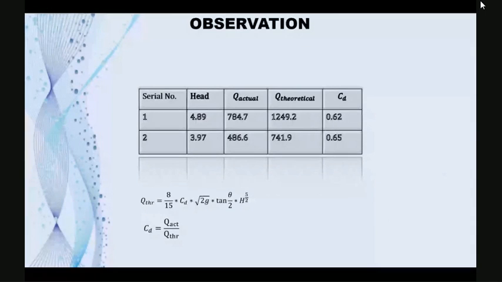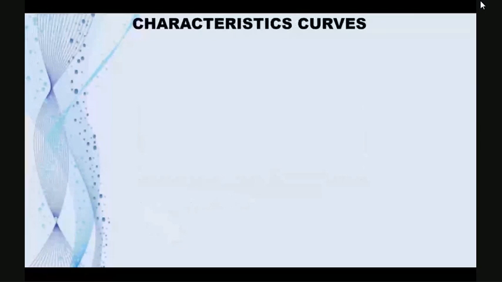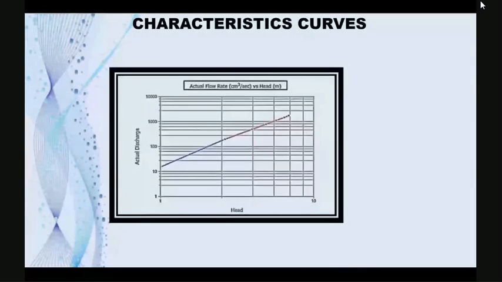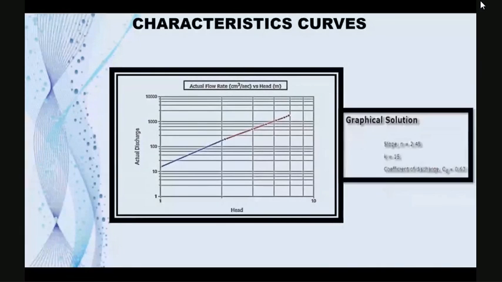Thank you, Anurag. Now I am going to explain the graph of this experiment. The graph is between actual flow rate versus head. This is a straight line graph with slope 2.45, the value of K is 15, and the coefficient of discharge is 0.63.